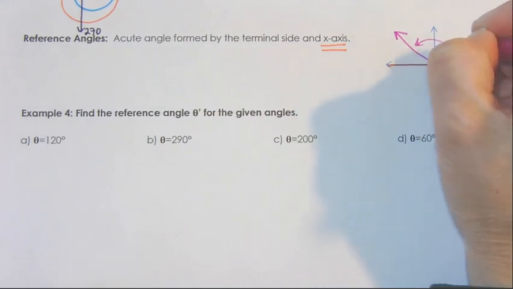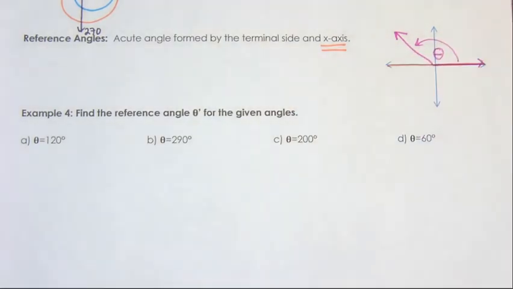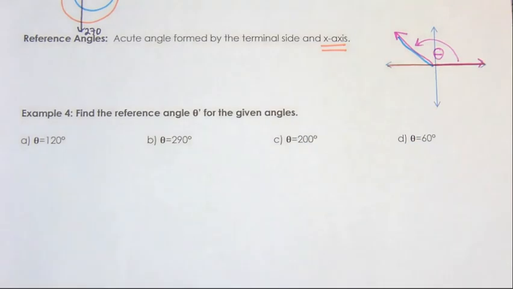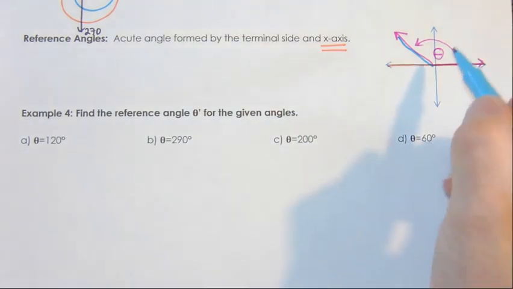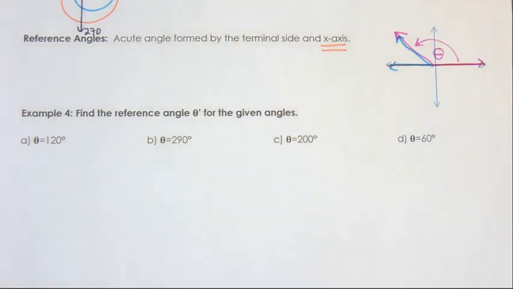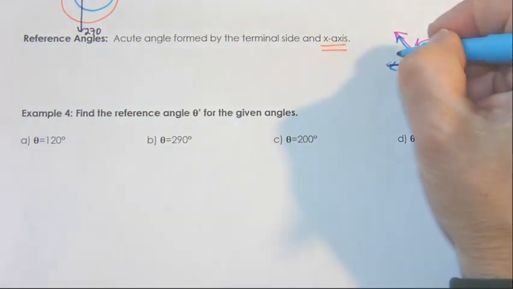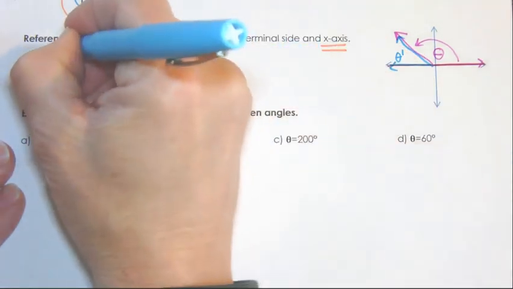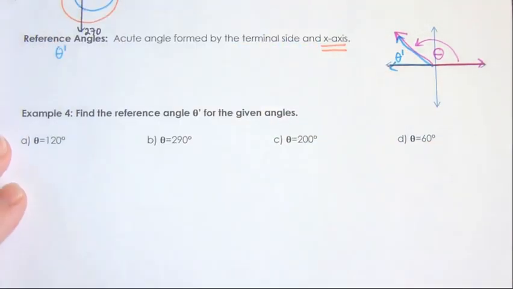Going in this direction, I'm going to call it theta. So that's my angle theta. Now, I need a reference angle. The reason we need a reference angle is that we're going to make acute triangles soon. Not yet. So I need to include my terminal side and the x-axis. I want the x-axis that's going to make this an acute angle. Do you see how I just made another angle there? We're going to call it theta prime. Whenever we see a reference angle, we're always going to call that theta prime.